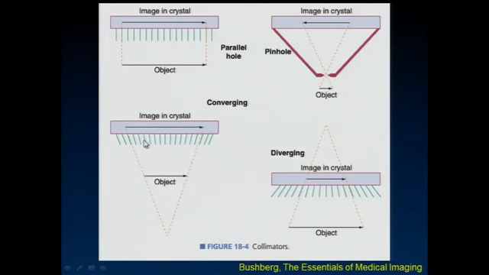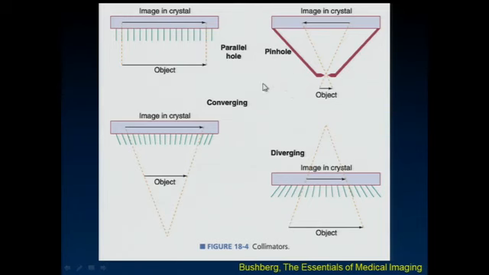Here's a converging hole collimator. Notice it has a very similar behavior to the pinhole, the only difference being that the object doesn't get flipped, and you can image closer to the object than you can for a pinhole collimator. And here's a diverging hole collimator, where we actually get this spreading out. The holes in the collimator actually look at a larger field of view.